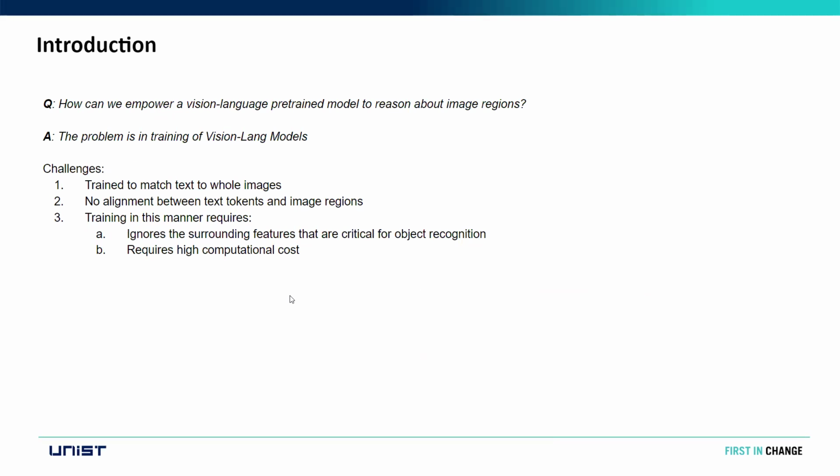So the question they ask is how can we empower the vision language pre-trained model to reason about image regions? They want to make the CLIP type model focus on the regions of the image, and they deduce that the problem can be in the training of the vision language models.